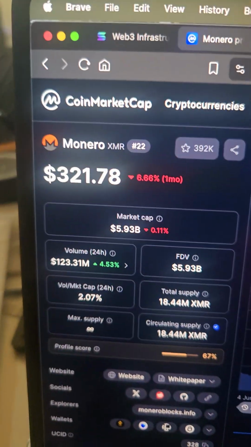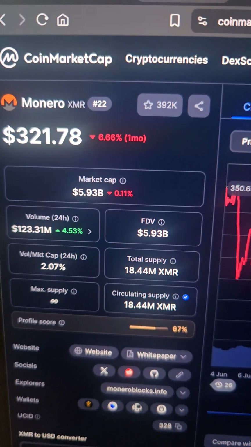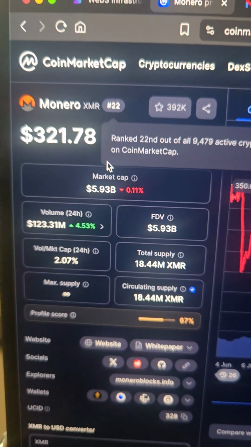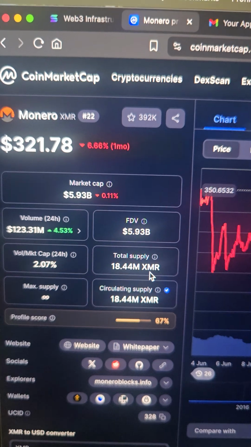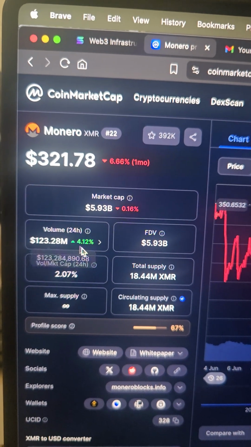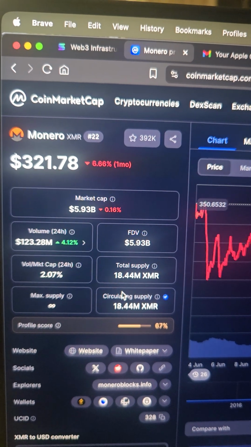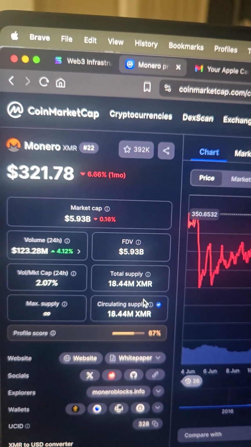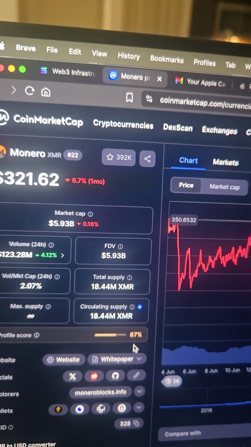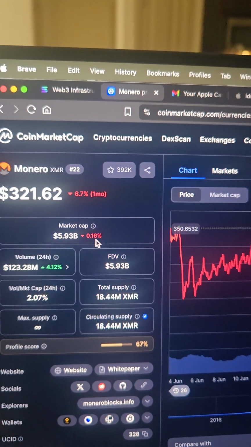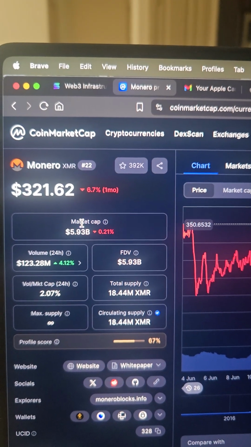But since I said Monero, I will go ahead and show you what it looks like. It's $328 today. It's the 22nd largest cryptocurrency by market cap. As you can see, today's volume is 123 million, and the total market cap right now, let me scroll down and see what the market cap is. Here it is, 5 billion. So their total market cap is 5 billion.